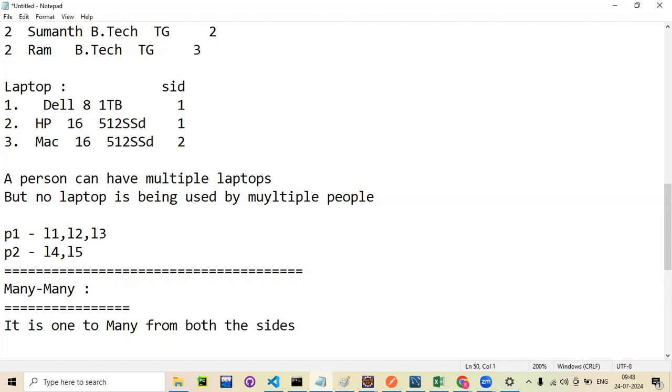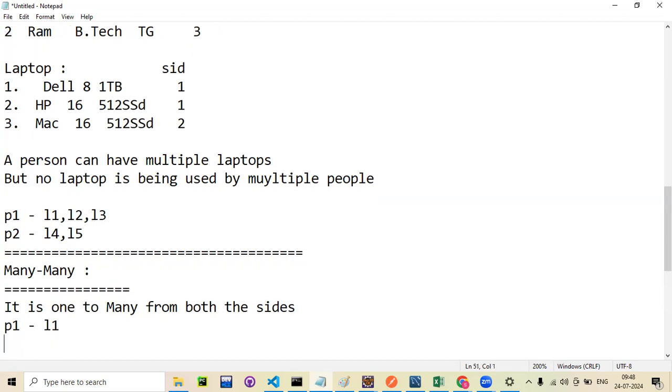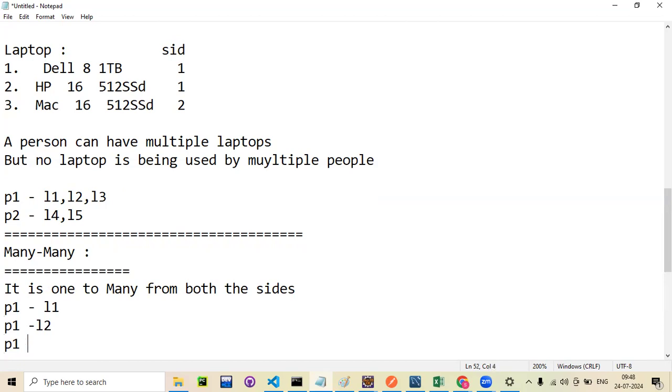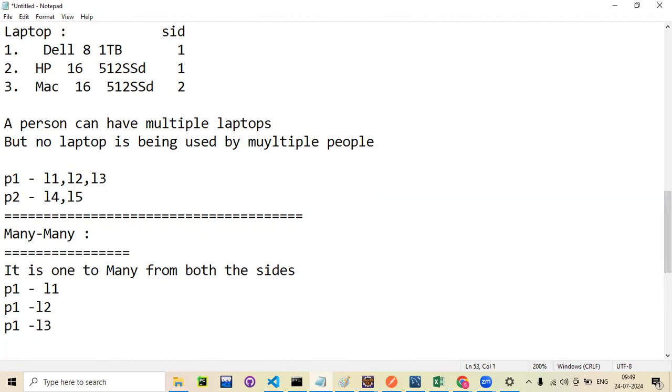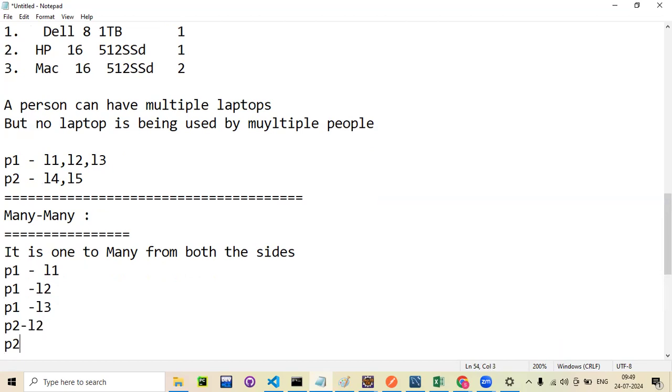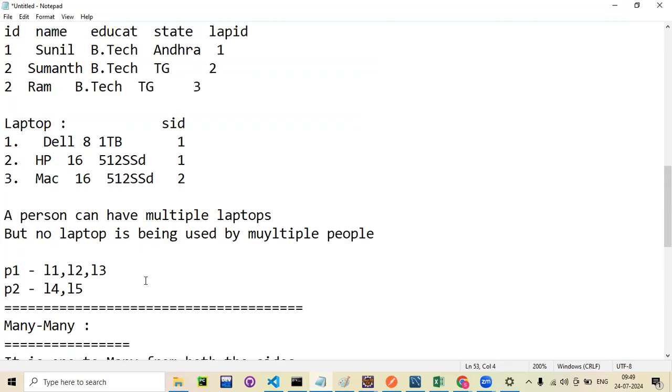Now P1 is using laptop 1. P1 is using laptop 2. P1 is using laptop 3. And same with P2: P2 is using laptop 2 and P2 is using laptop 3. If you see here, P1 is using 3 laptops, P2 is using 2 laptops. This L2 and L3 are being used by both P1 and P2. Am I correct? Right. Now you tell me, how can I join these two tables?